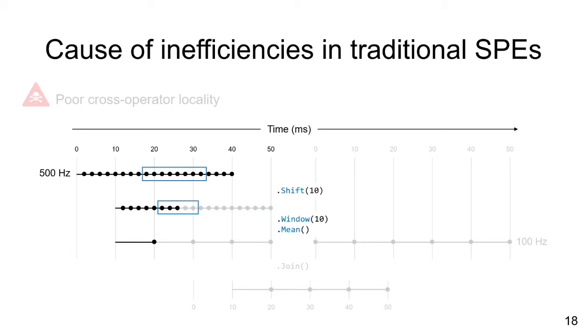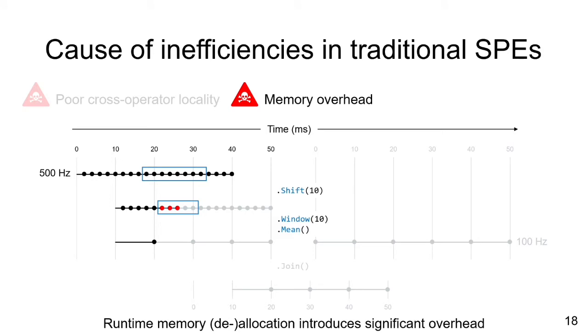Moreover, the events that are already present in the window need to be stored locally by the aggregate operation until it receives the next batch of input events. This means the operations need to perform runtime memory allocation and deallocation, which adds significant overhead during query execution.